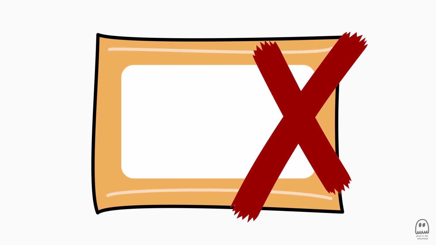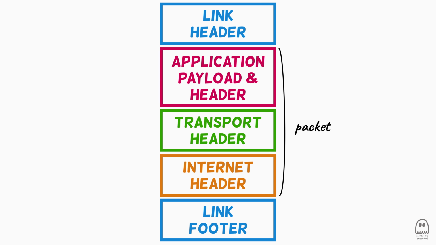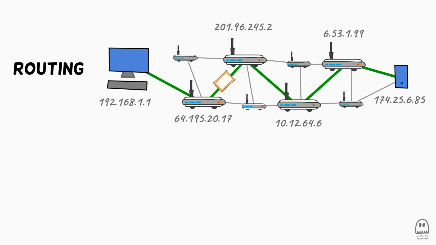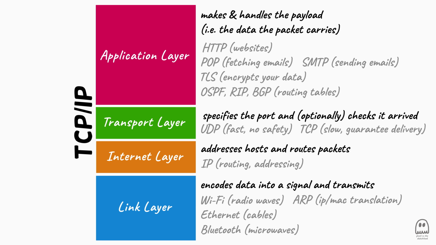Strictly speaking, we're also not dealing with packets at this level. Link layer protocols do add their own header, but they also add a footer, so it's more accurate to say that the link layer wraps the packet into a new package that we call a frame. And while packets are routed across a network, frames are switched from one interface to another. This model is called the TCP/IP model.